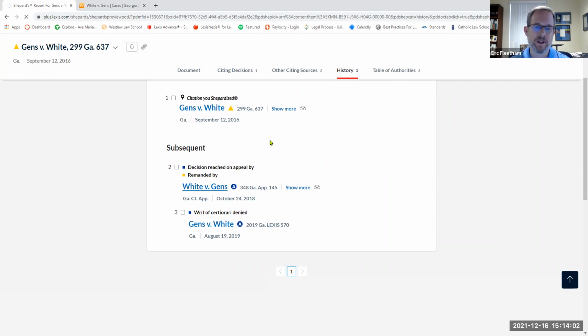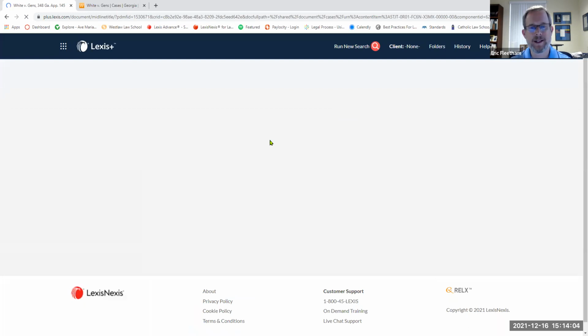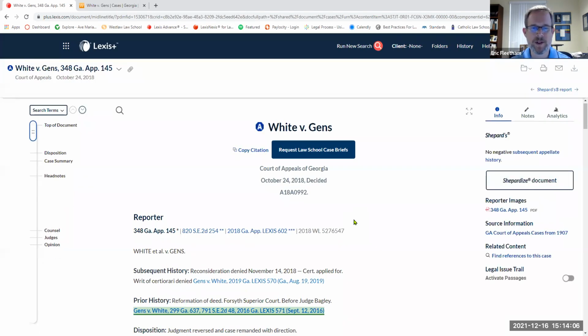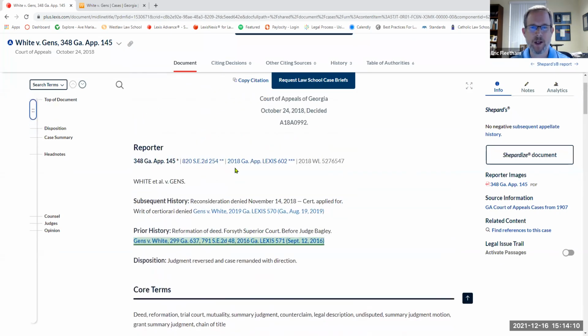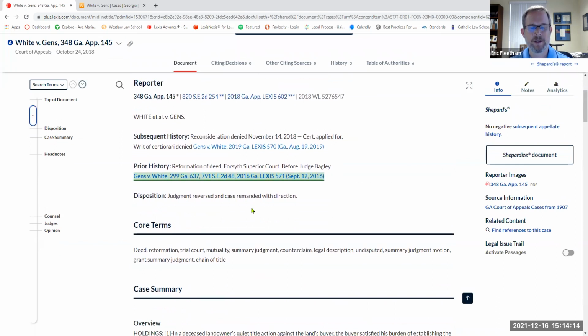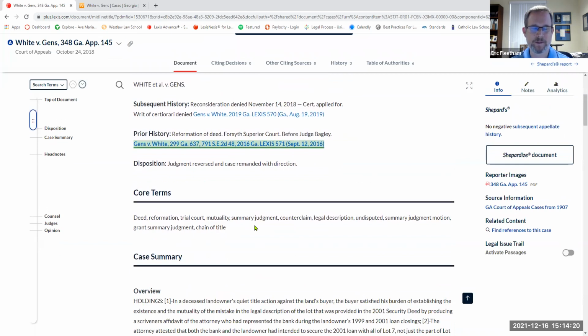Just click the White v. Jens hyperlink, and that takes us to the same Court of Appeals decision, October 24, 2018. And as we talked about, the judgment was reversed and case remanded yet again, remanded back to the trial court. So that's how you do it on a state case, and it's no different for a federal case.